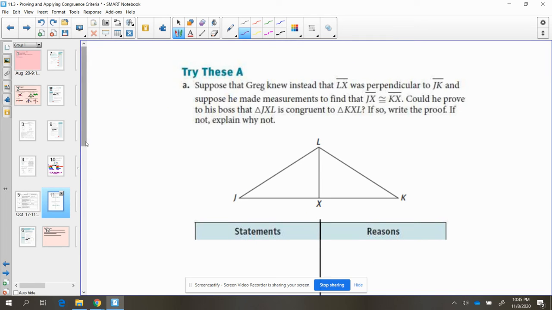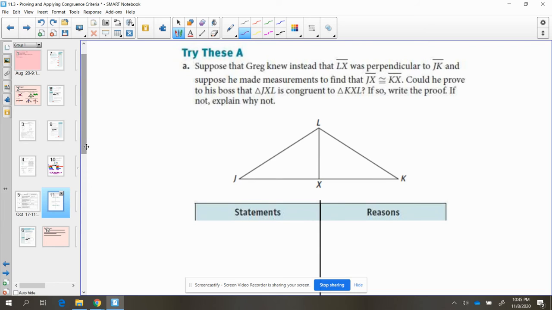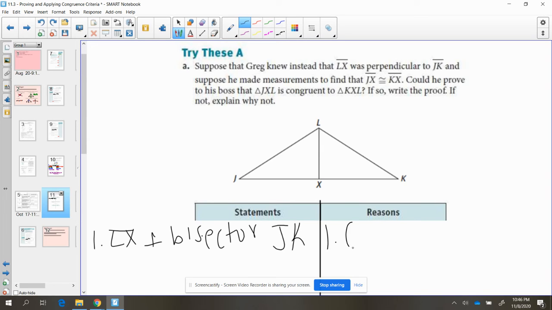All right, let's try one more example. And then this time it is that we are being given that we have a perpendicular bisector to JK, and we are given two segments together. So let's start by writing down that first piece of information, right? LX is the perpendicular bisector to JK. And we know that this is given to us, okay?